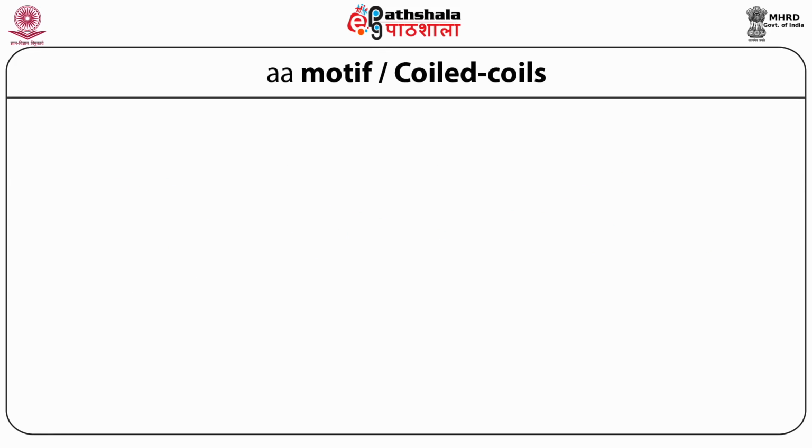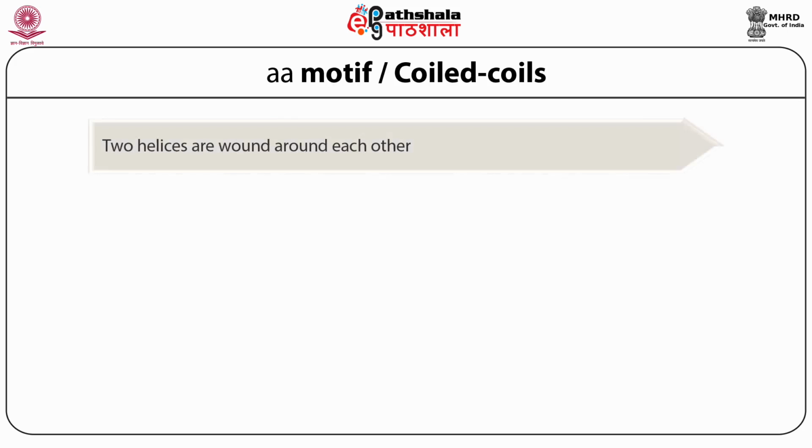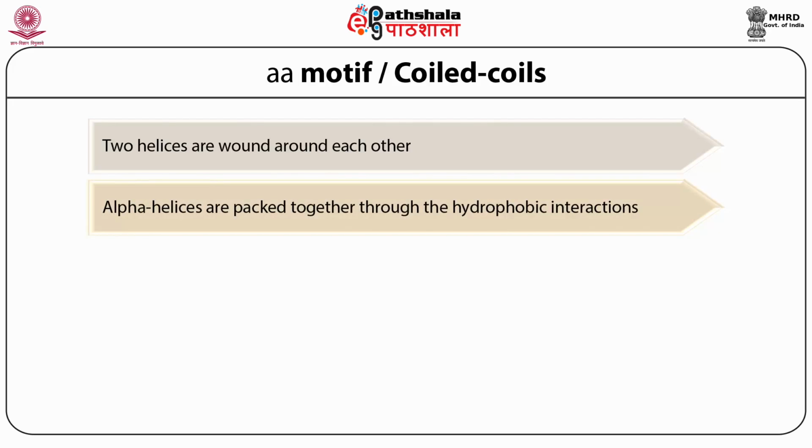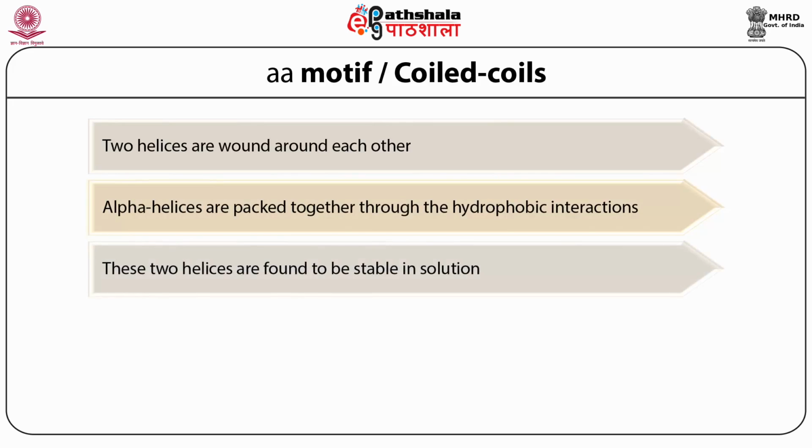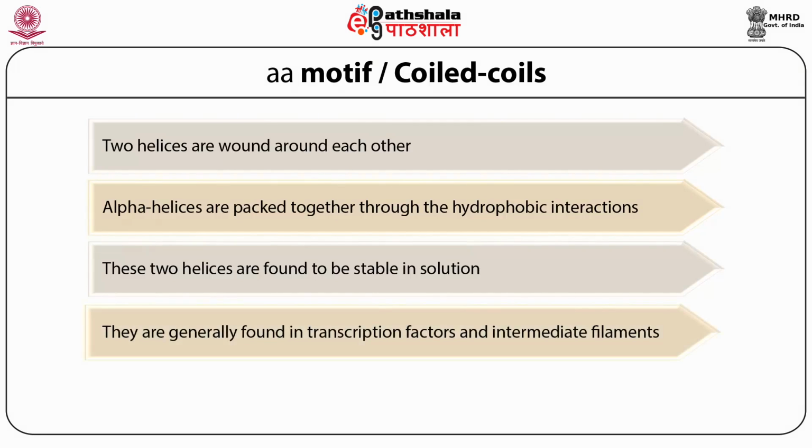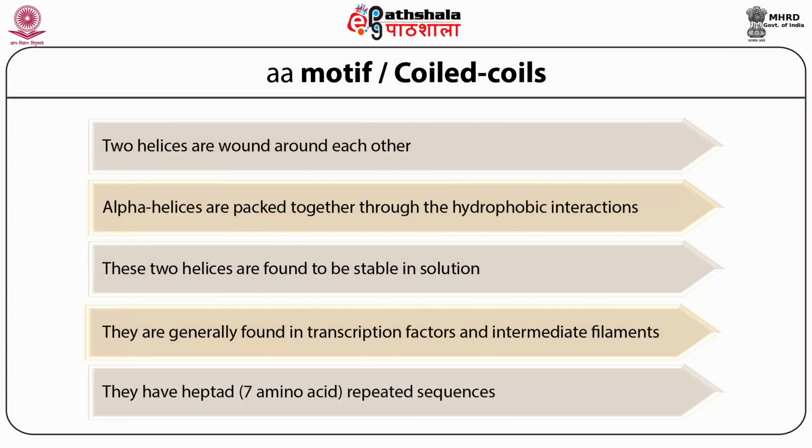Alpha alpha motif or coiled coils. This motif is also given different names. We'll discuss as we go ahead. The coils where two helices are wound up with each other. So the alpha helices are packed together through hydrophobic interactions. These two helices are found to be stable in solution. So these two helices by themselves form a stable coiled helix. They're generally found in transcription factors, intermediate filaments, etc. They have specific amino acid repeat sequences. They have heptad repeat sequences in these coils.